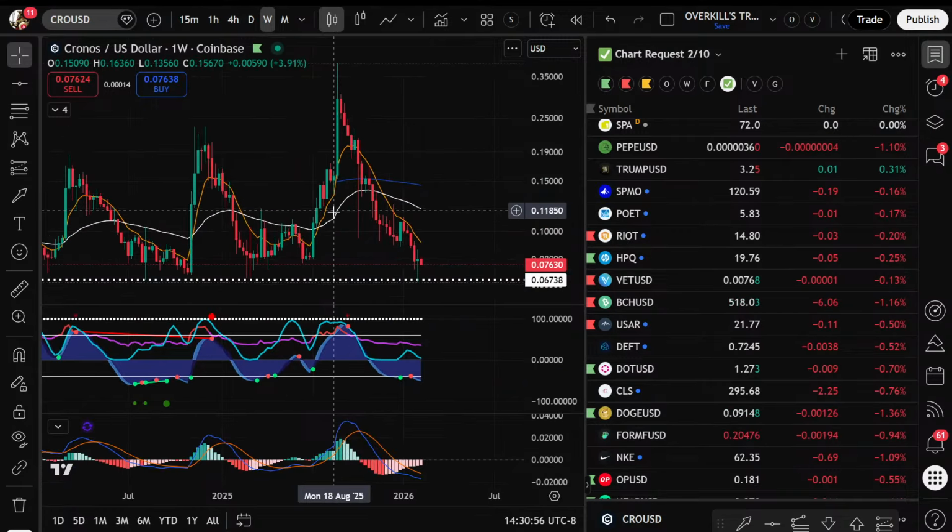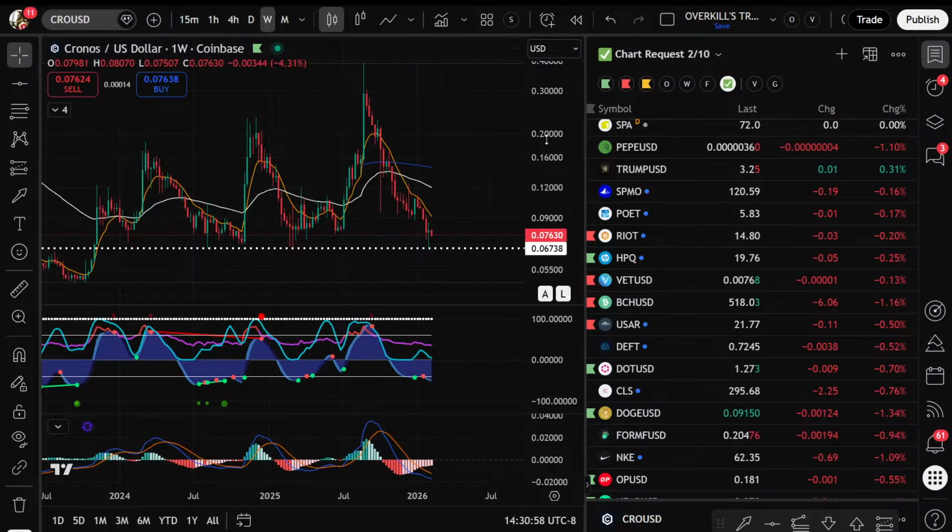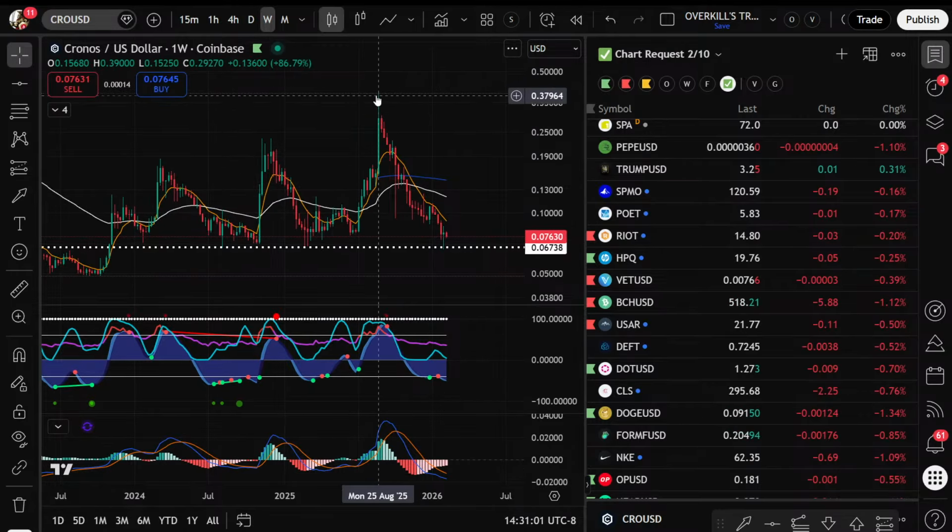Okay, CRO's definitely one of my favorite projects. I mean, it's solid. Everyone was super jacked up about CRO up here at 40 cents after they announced that, hey, we're partnering with DJT, Donald Trump's stock company, and blah, blah, blah, right? That's when everyone wants to buy. We want to sell that kind of news, okay?